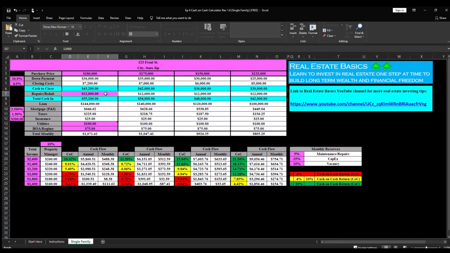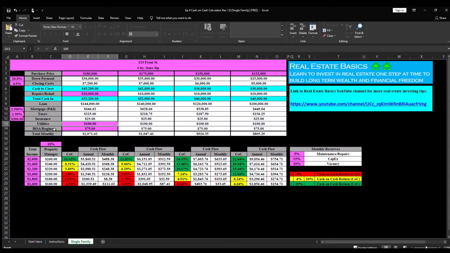So that's just a summation of our down payment and our closing costs. Then if you expect to do any repairs or rehab to the unit before you rent it out, go ahead and put that value in here, and you only need to put that in once, because the other cells will pull that value automatically. Now we have our total cash in, right? So that's the amount of cash you needed to close plus the amount of rehab you had to do.